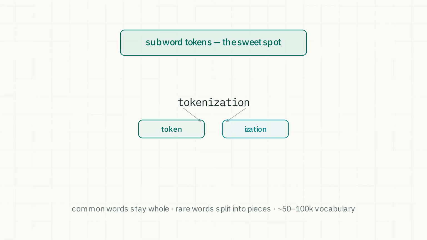Common words like "the" and "cat" get their own single token, but rarer words get broken into meaningful chunks. "Tokenization" might become "token" and "ization." "Unbelievable" might become "un," "believ," and "able." The vocabulary settles at a sweet spot, typically somewhere around 50 to 100,000 tokens, big enough to be efficient, small enough to be manageable, and it can spell out absolutely anything by combining pieces.